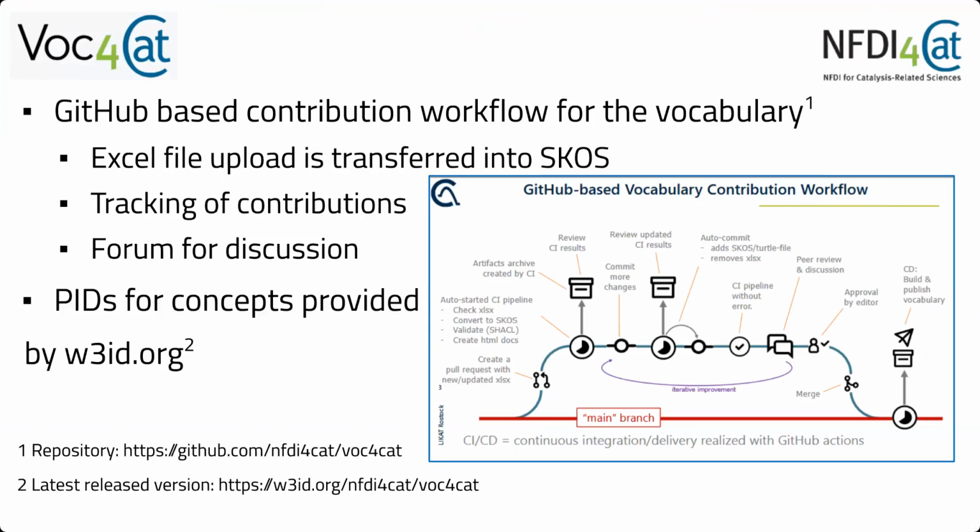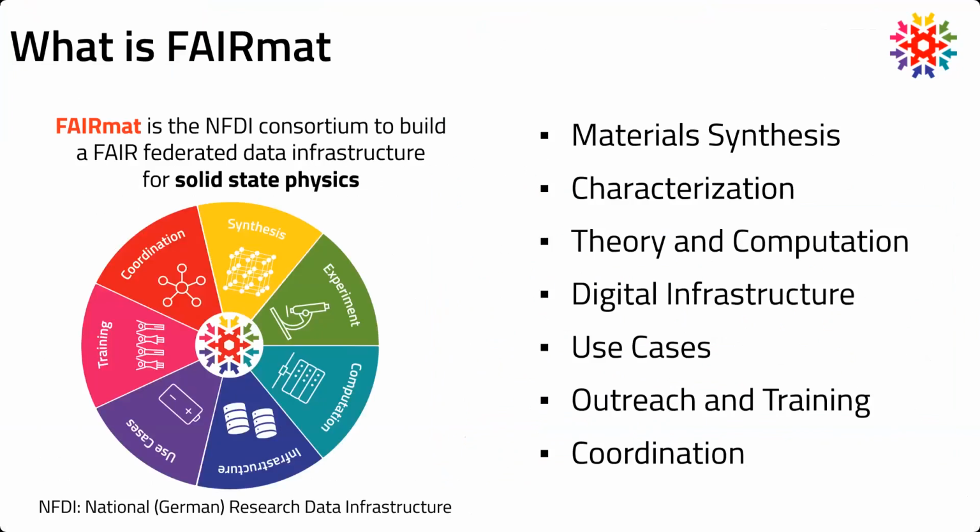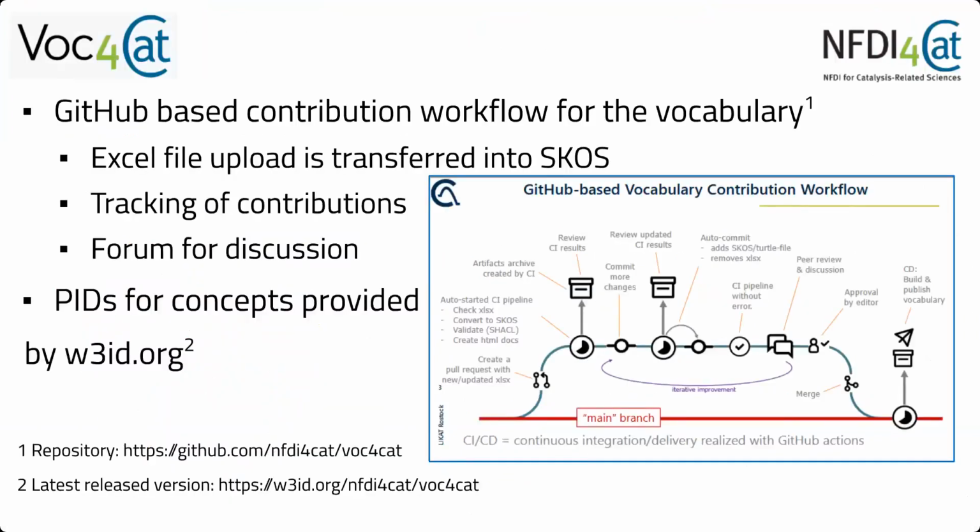The persistent identifiers for the concepts in Voc4cat are provided by Voc4cat.org. Voc4cat is not static since the last workshop. It has been developed further and has grown in size, I think more than 50% more terms are now included, and about 7 contributors are listed in the GitHub repository.